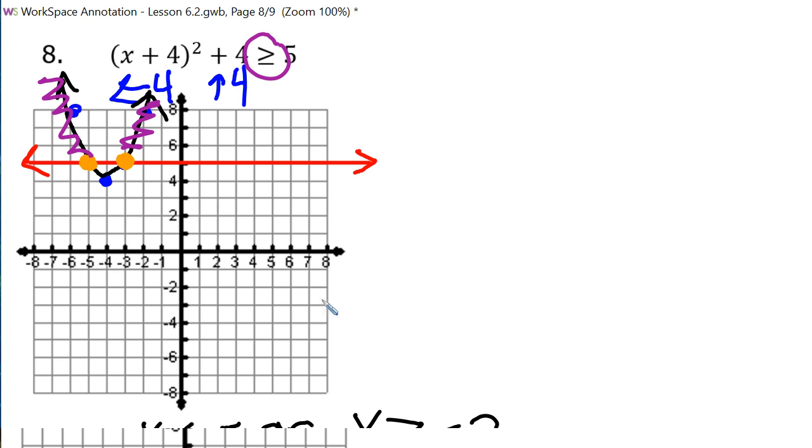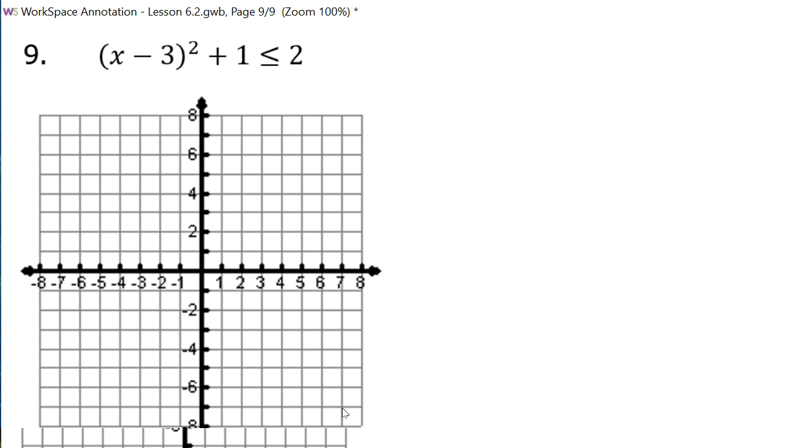A lot of you have already done number 9, so let's take a look at number 9. Number 9, what does the -3 inside the parentheses make it do? Right 3. What about the plus 1 at the back? Up 1. So from the origin, you should have gone right 3 and up 1. Then over 1, up 1. Over 2, up 4. And those are the only ones that will fit.